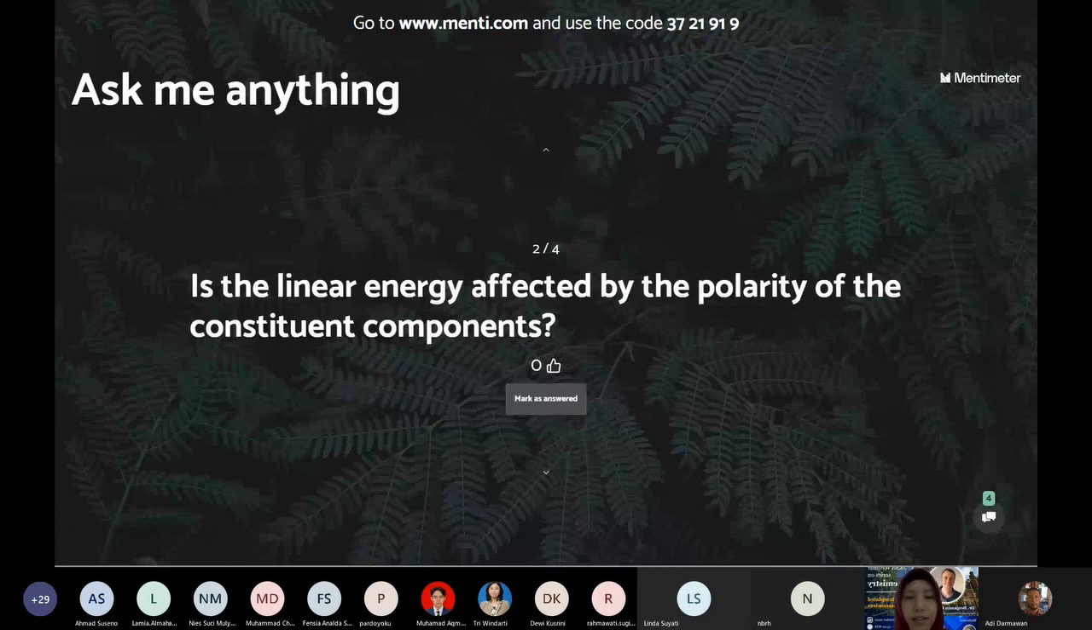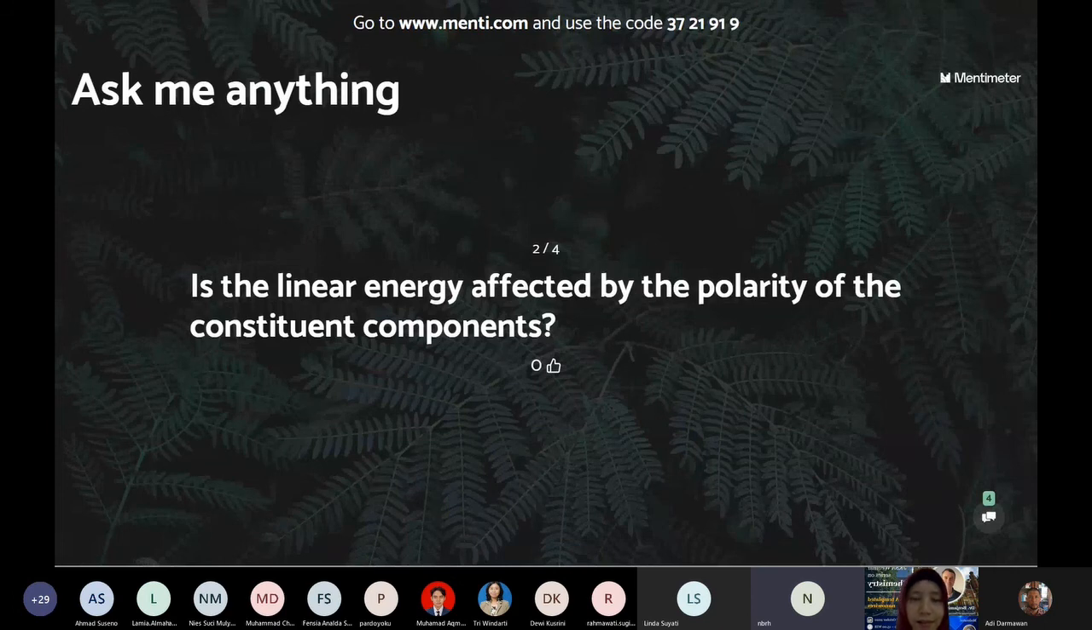Is the linear energy affected by the polarity of the constituent component? Well, yes. Anything that increases the adhesion of the material to the template will help.